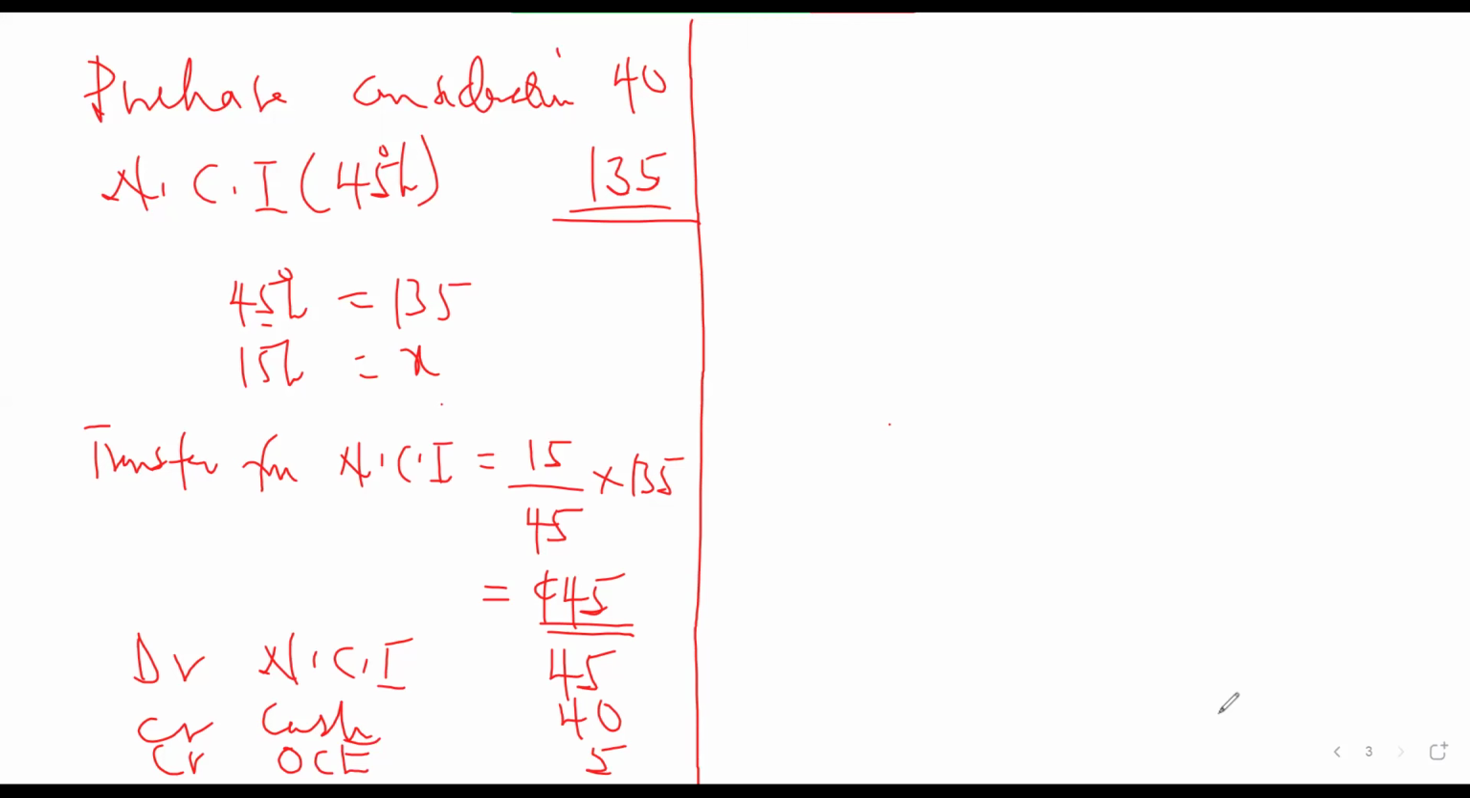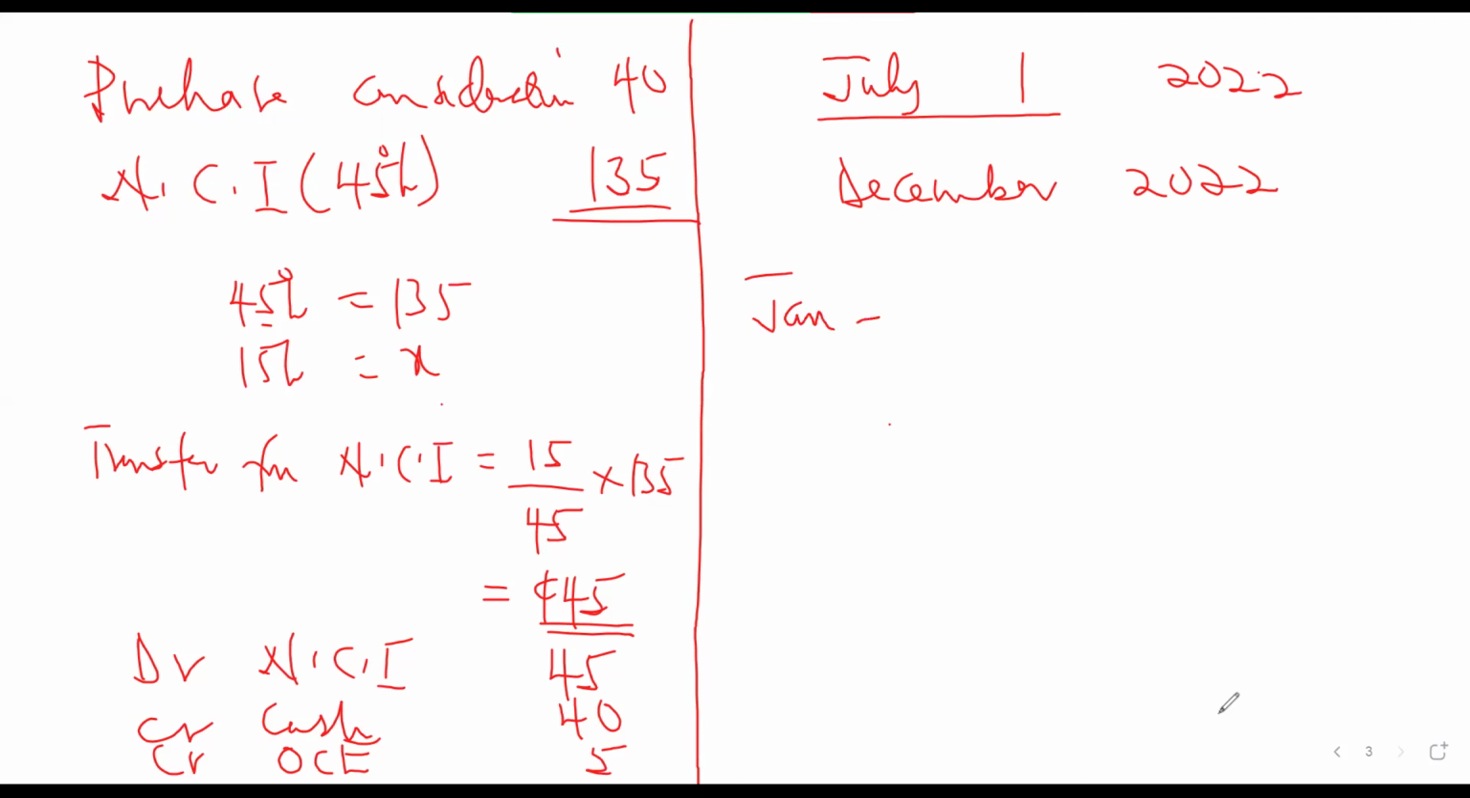Okay, let's assume that it is January 1 that we purchased this one, but our reporting date is December 2022. So we purchased additional shares in January 2022. If you are preparing the statement of profit or loss, what will happen now is that your profit for the year will be divided into two. The profit for the subsidiary will be divided into two. One of it will be January to June. From January to June, what was the NCI percentage?